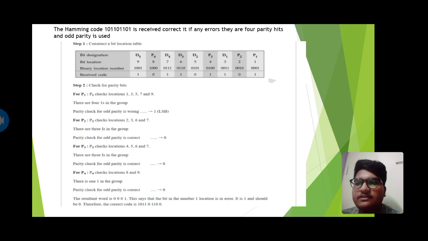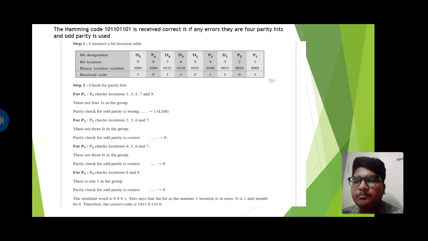Now let us check the parity bit P2 with the locations 2, 3, 6 and 7. At 2, 3, 6 and 7 we are having 3 ones, which is an odd number, so it is an odd parity, so the corresponding error is 0. So there is no need to change these positions. Now let us go for parity P3. At 4, 5, 6 and 7 we are having 3 ones, which is an odd number, so it is an odd parity, so there is no error here.